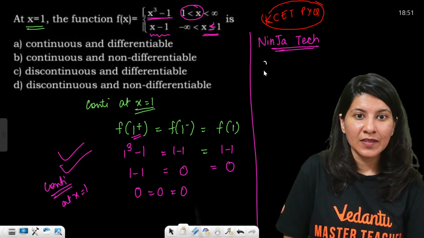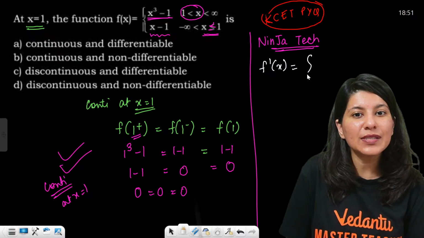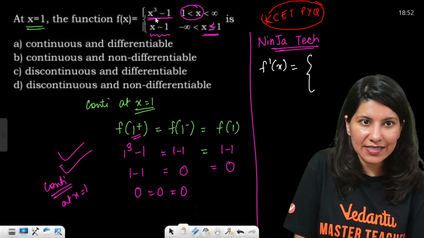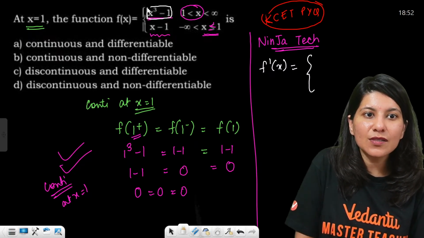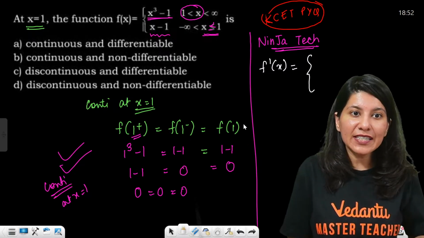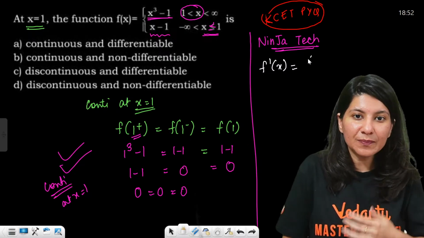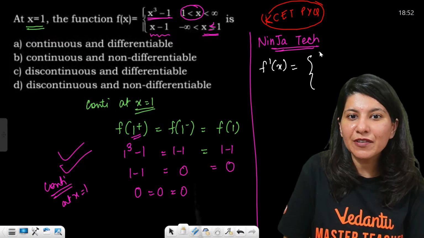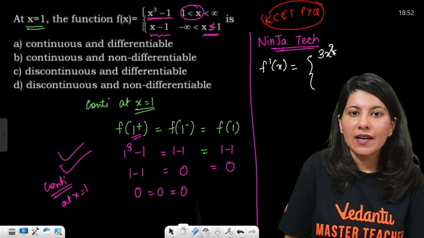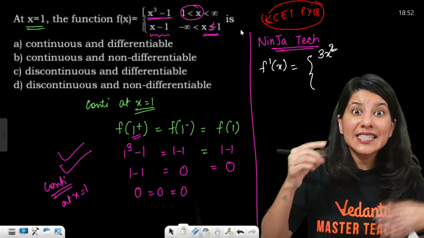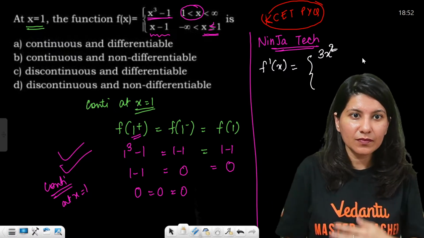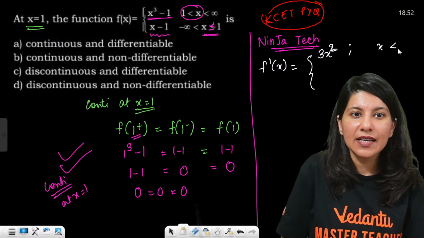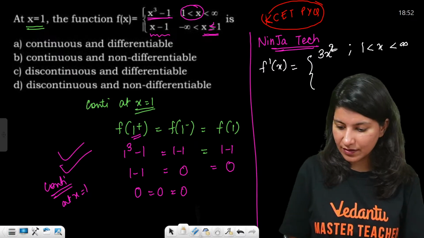Now listen. f dash x. You just have to simply differentiate, nothing else. So this is x cube minus 1. Derivative of x cube is 3x square, and derivative of minus 1 is 0. And this is when x is greater than 1, up to infinity.